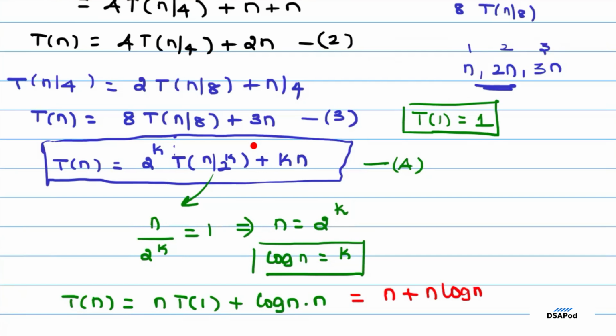Okay, so in asymptotic notation, we always give the priority to the highest order or the highest polynomial order. It is big omega or big O of n log n. This is the complexity of the given recurrence relation, which is meant for merge sort.